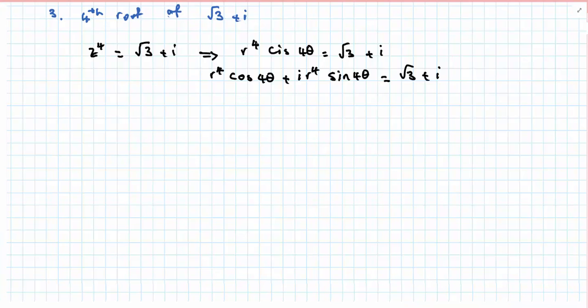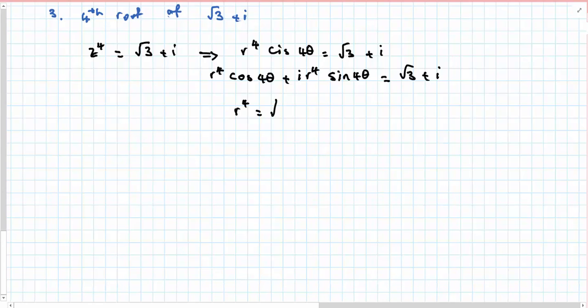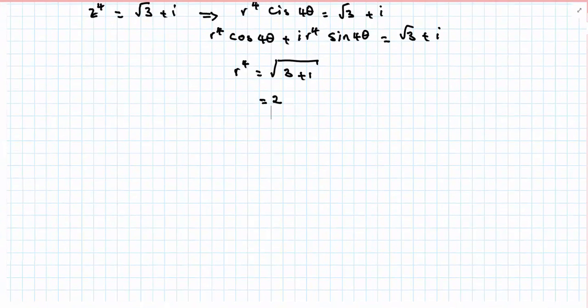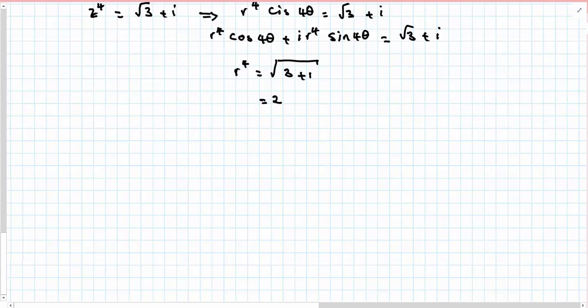Then I need to go and find the modulus of root 3 plus i so that I can find the value of r to the 4. So r to the 4 is going to be the square root of root 3 squared plus 1 squared, or 2. So now I can rewrite my complex number as 2 cos 4 theta plus i times 2 sine 4 theta equals root 3 plus i.